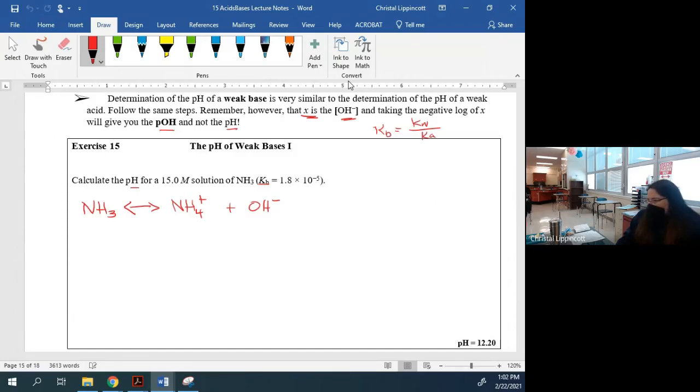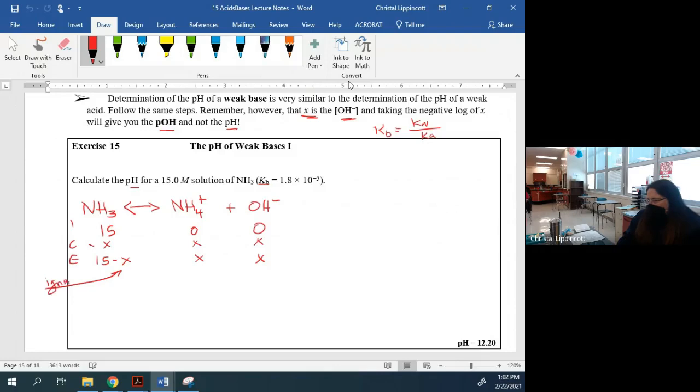What we have to do then is we set up our ICE tables. Initially, we're at 15 molar. Nothing here, nothing here. When we go through this, we subtract X here and we add X here and here. So at equilibrium, we end up with X for each of these ions, and this ends up being 15 minus X. Our Kb is to an order of magnitude where this X here can be ignored.